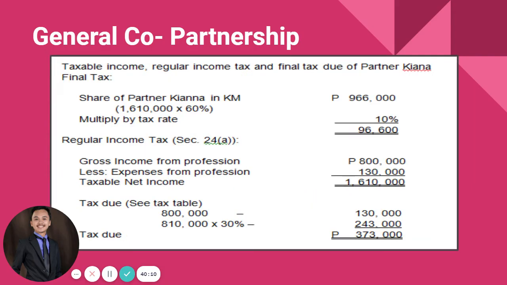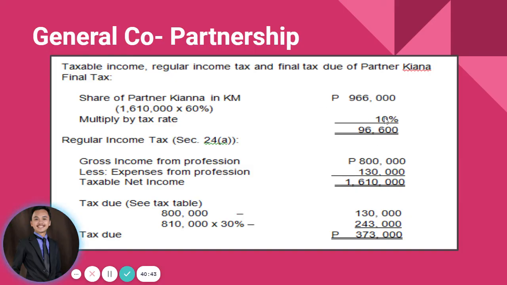1,610,000. So to illustrate further, the taxable income, regular income tax, and final tax due of partner Kiana will be, so Kiana will be sharing 60% of the total net income. The total net income after tax, or the distributable income of the general co-partnership, was 1,610,000. Multiply it by the share of Kiana in the KM partnership. So we have 1,610 times 60%. So that's 966. So this share of the distributable net income of Kiana is subject to 10%.